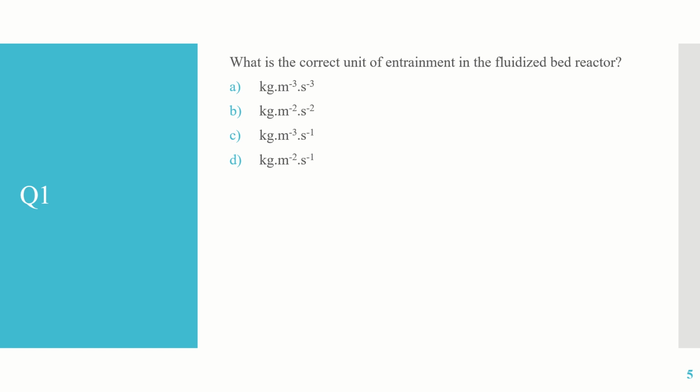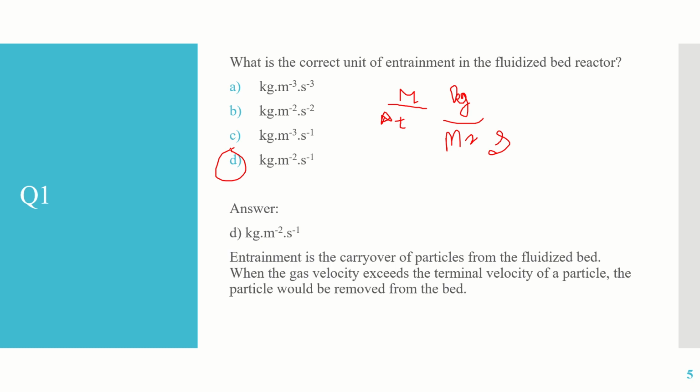Since it is a very straightforward question, we'll discuss the answer. Entrainment is the carryover of solids. It is the mass that is carried by the fluid per cross-sectional area per unit time. So what would be the unit? Mass is in kg, and since it is per unit area, it is meter square, and it is per time, so it is second. So kg per meter square second is the right answer. So option D is the right answer.